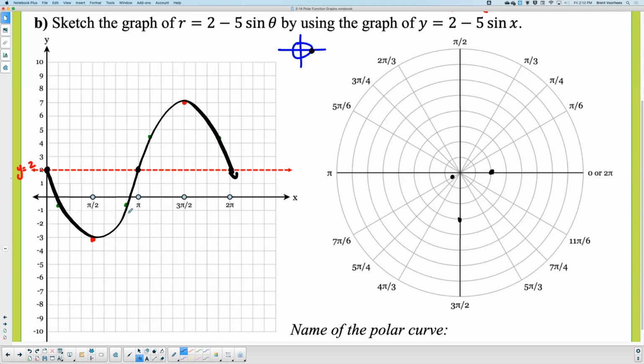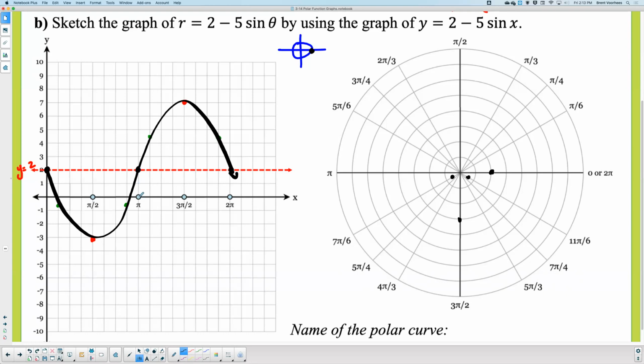Are you tracking with why it's 5 pi over 6? This would be 2 pi over 3. That would be 3 pi over 4. This is now 5 pi over 6. At 5 pi over 6, we're at negative 0.5, which is really close and tight here.